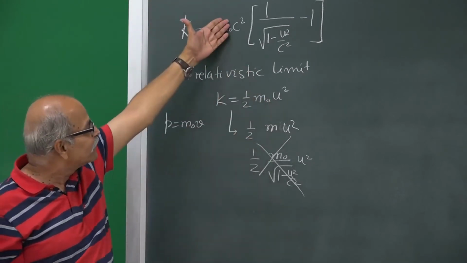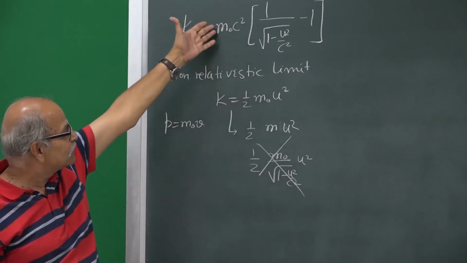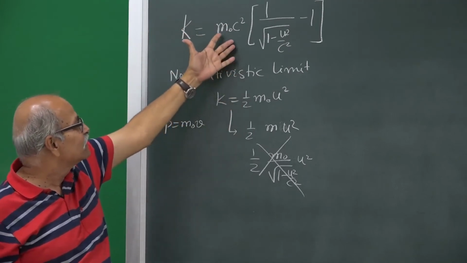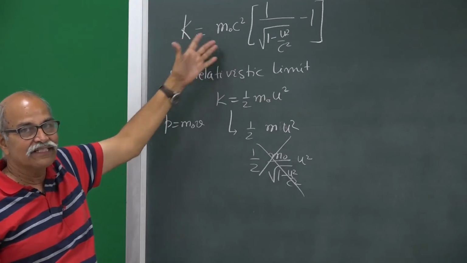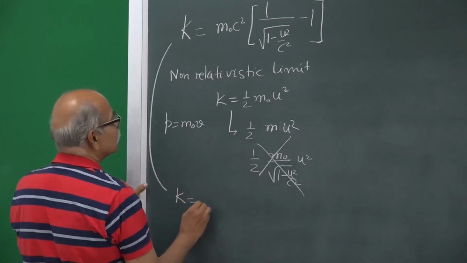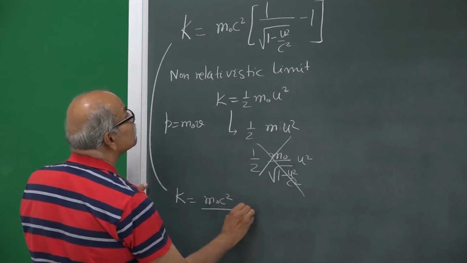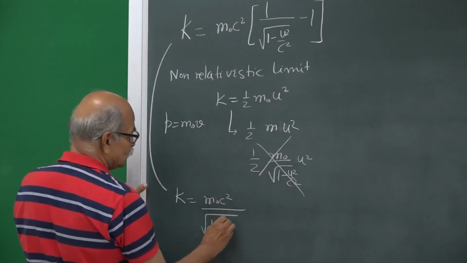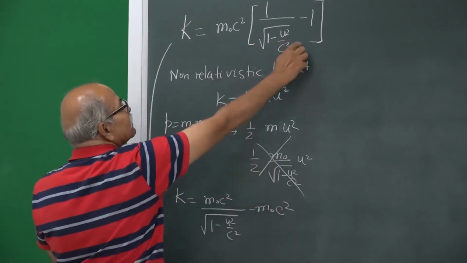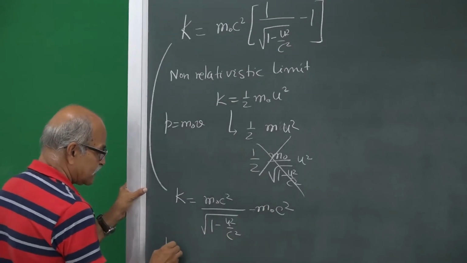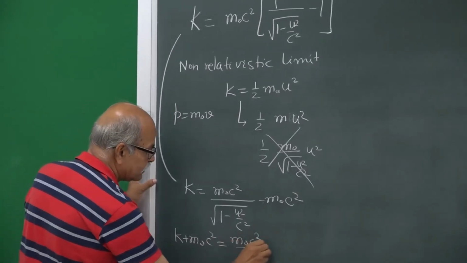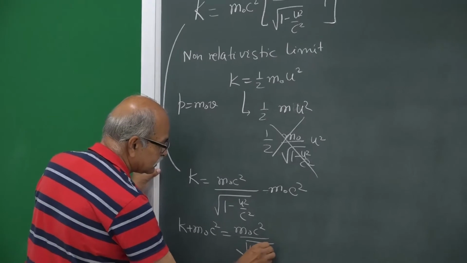We will see that this finally reduces to this. If your u is small, it is very simple algebra, one can do and check that it does reduce to this. So, this is the right definition of kinetic energy. So, once again take this, let me write this as K equal to m naught c square divided by square root of 1 minus u square by c square, minus m naught c square, just opening the bracket, and then take this to the left side, K plus m naught c square is equal to m naught c square divided by square root of 1 minus u square by c square.